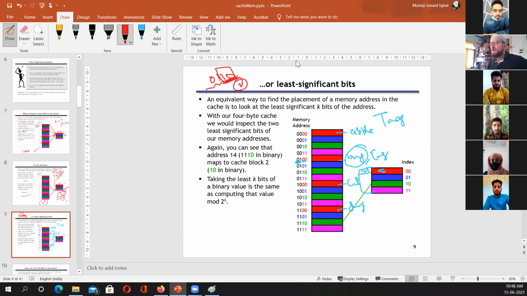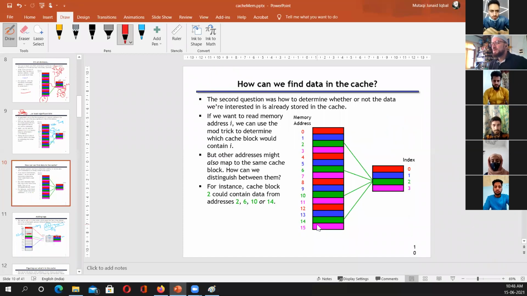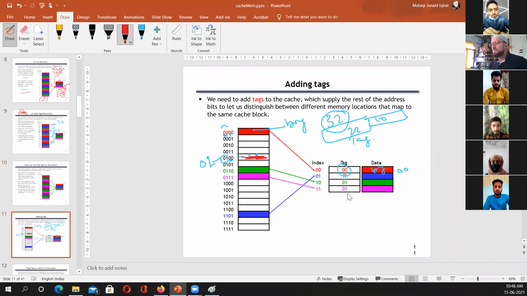Put it here. Now, the lower bits will tell me which block of the cache, and the upper bits will tell us whether that person, that faculty is there or not, or that data is there or not. This will tell us the tag. The tag will be the upper bits. We have discussed that last time, right? Just for revision, I'm saying these things. Okay, we had done that.